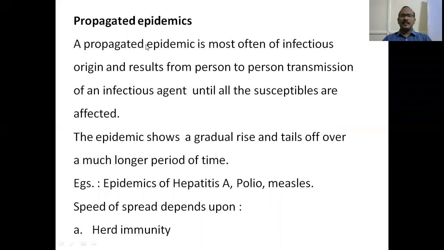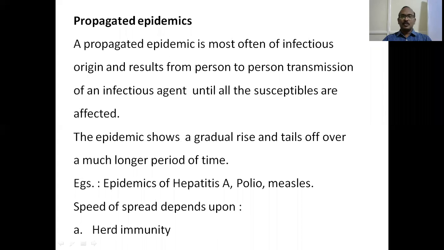The next important type of epidemic is the propagated epidemic. Usually a propagated epidemic is most often of infectious origin, and it results from person-to-person transmission of an infectious agent until all the susceptibles are affected. Here what happens is a group of people who are infected tend to infect other people. Likewise, the chain of infection goes on until all the people who are non-infected become infected, and the susceptibles are finally depleted.